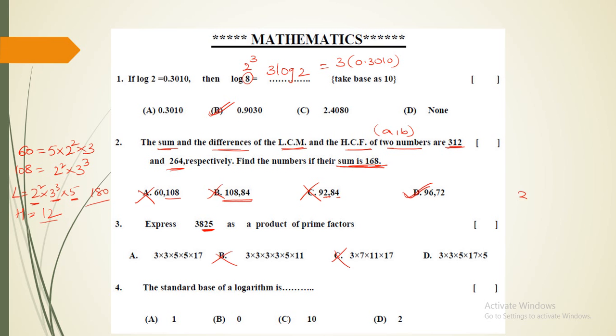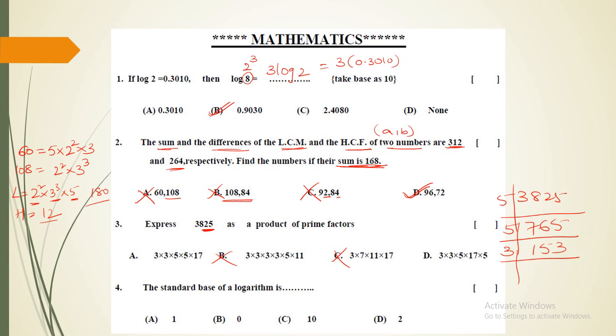So 3825, how to do? If I divide with 5, 5 sevens are 35, 32 means 5 sixes are 30, next 5 fives are 25. Again in the 5 table, 5 ones are 5, 5 fives are 25, 5 threes are 15. So 3 plus 5 is 8, plus 1 is 9. 9 means the sum of digits is divisible by 3.